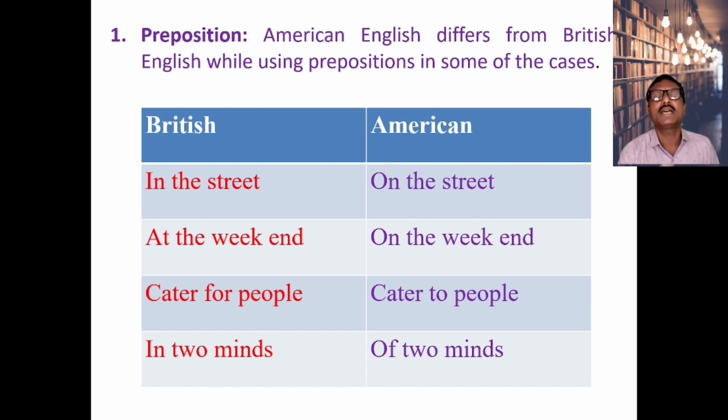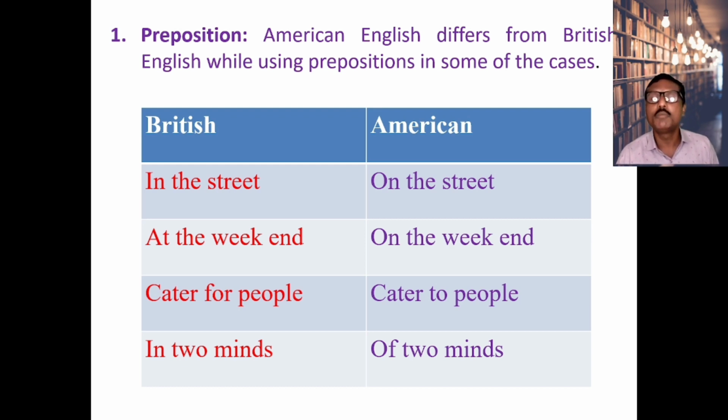So let's first understand the difference in the use of prepositions. American English differs from British English while using prepositions in some of the cases. For example, British people will say, I'm in the street. So American will say, I'm on the street. British will say, at the weekend. Americans won't say at, they'll say on the weekend. British will say cater for people. American will say cater to people.